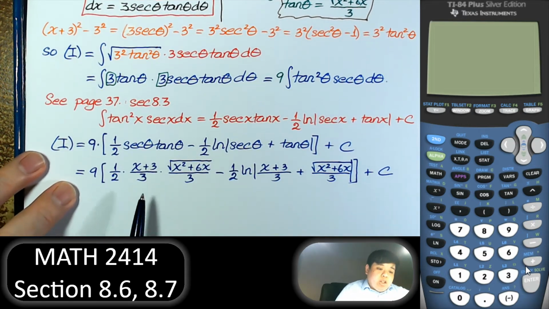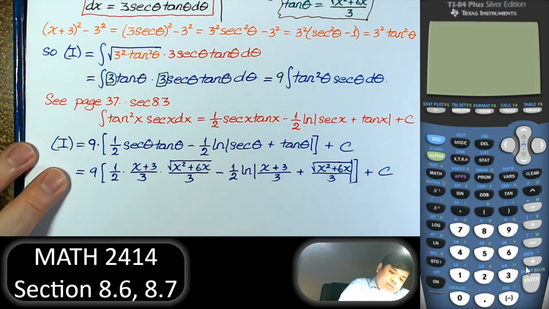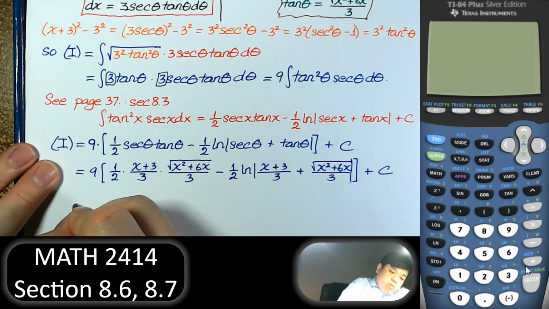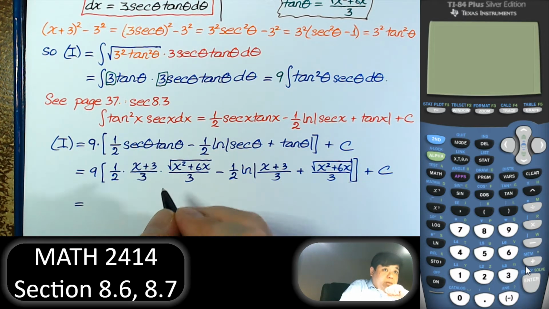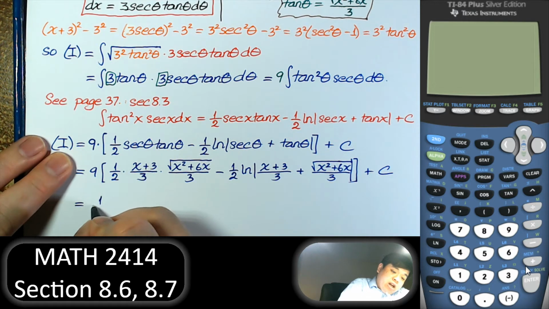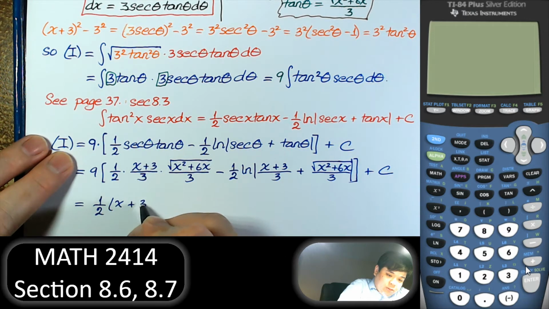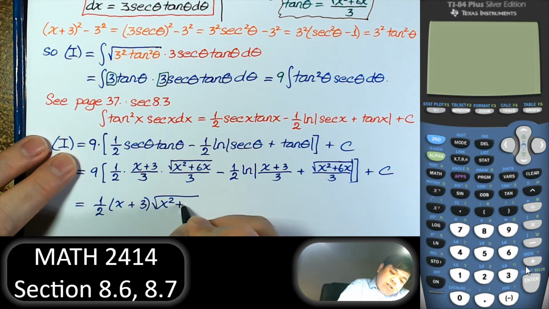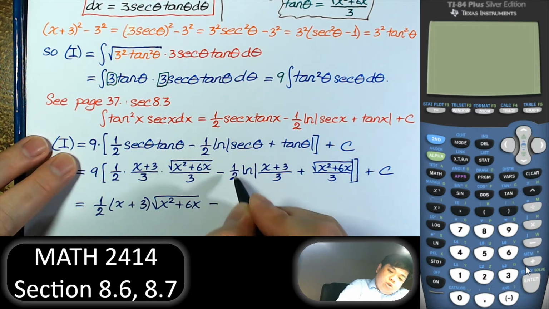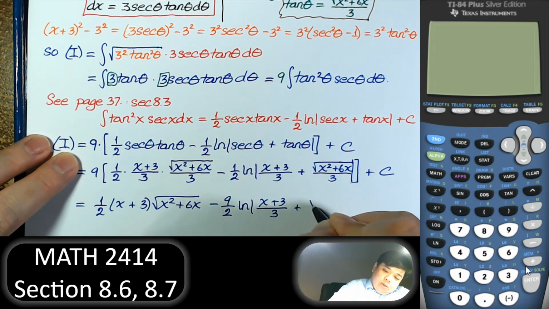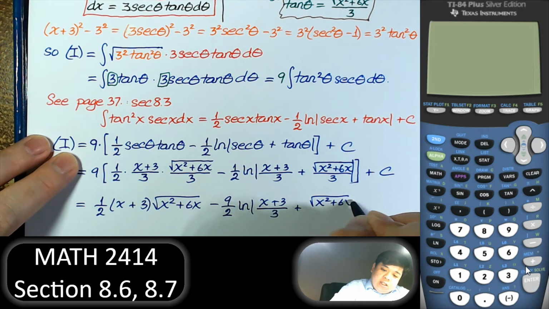Right. If we want to, we multiply 3 and 3 and cancel with this 9. Then multiply the 9 over. So just one step: 3 and 3 give us 9 at the denominator, cancel with that 9, so we have 1/2 times x plus 3 times the square root of x squared plus 6x, and then 9 multiplied here is 9/2 ln of (x plus 3 over 3 plus the square root of x squared plus 6x over 3).